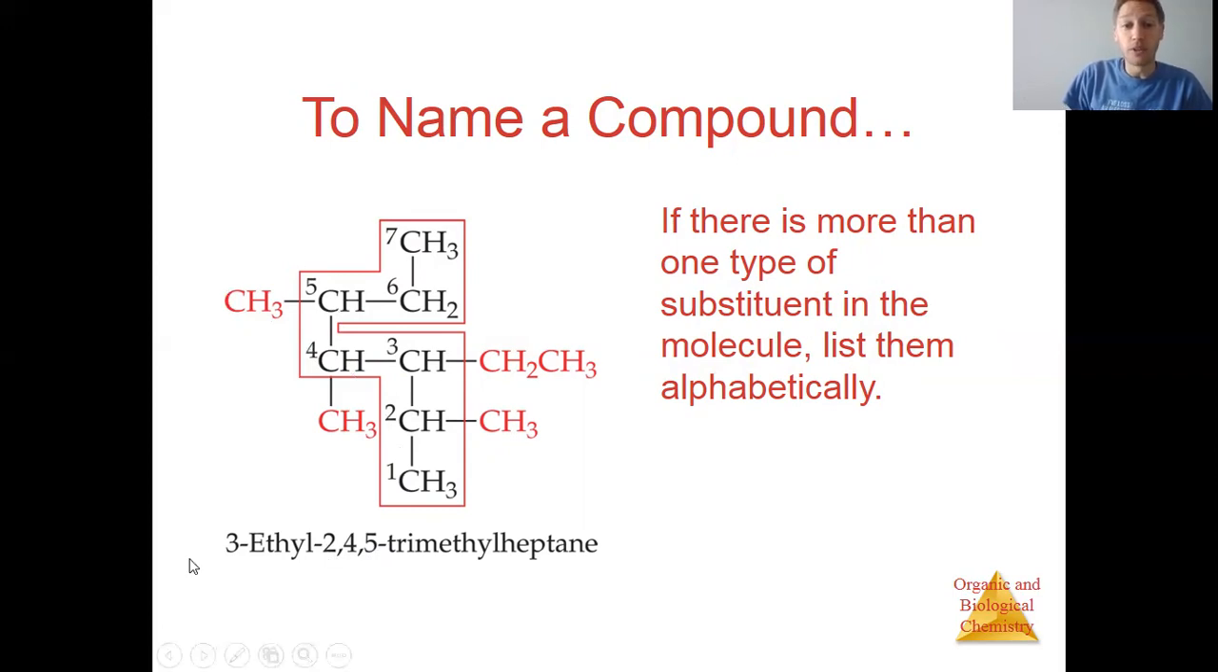All right, and what's attached? We have 3 methyls attached onto our 7 carbon long molecule, which has all single bonds. So again, it's a mouthful to say: 3-ethyl, 2, 4, 5 trimethyl heptane. It's a mouthful, but it says exactly what the molecule is. And this helps us communicate to someone else who's never even heard the word before what it is.